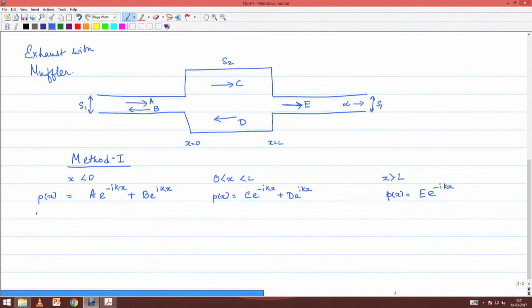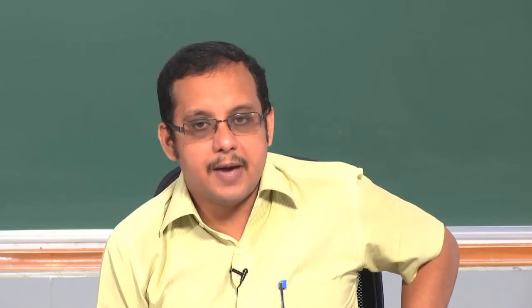So, if pressure is given by this, then the particle velocity u is going to be given by A by rho naught c e to the power minus i k x minus B by rho naught c e to the power i k x. This is something that we had seen, that if pressure is given by a travelling wave, then that pressure amplitude, if divided by the appropriate impedance and the sign taken correctly in the direction of travel of the wave, then you can easily recover the particle velocities from the pressure wave.